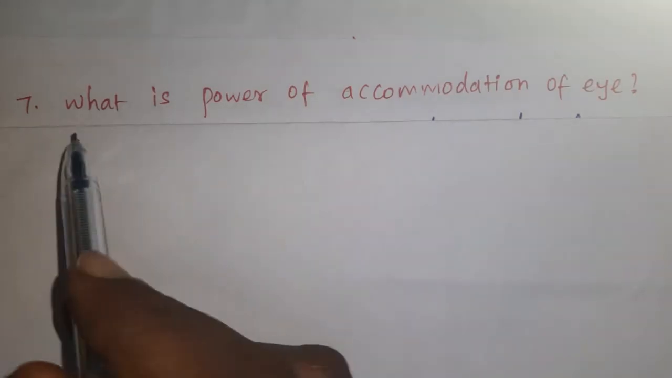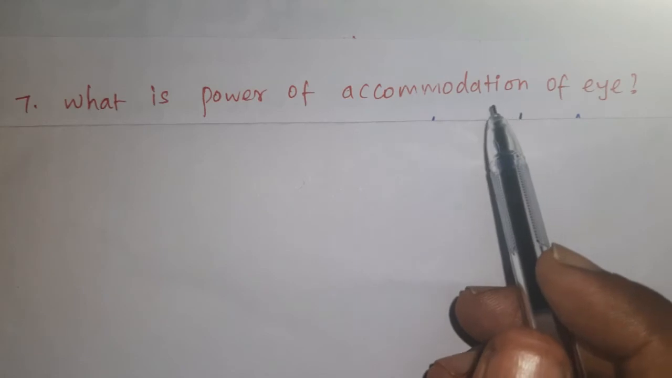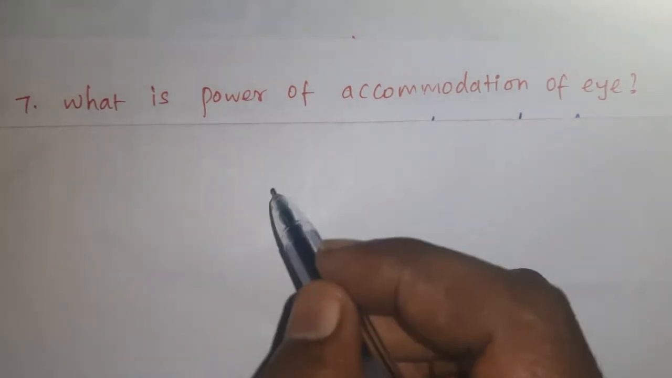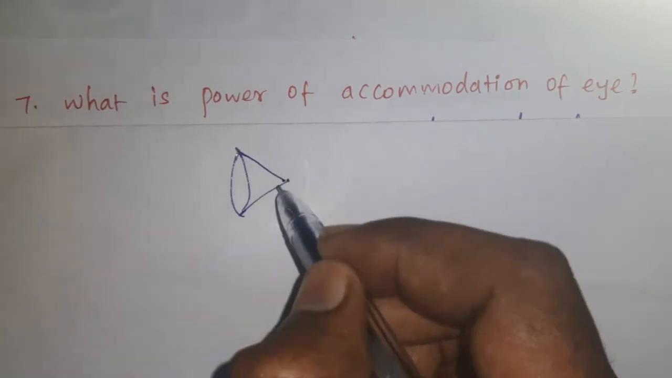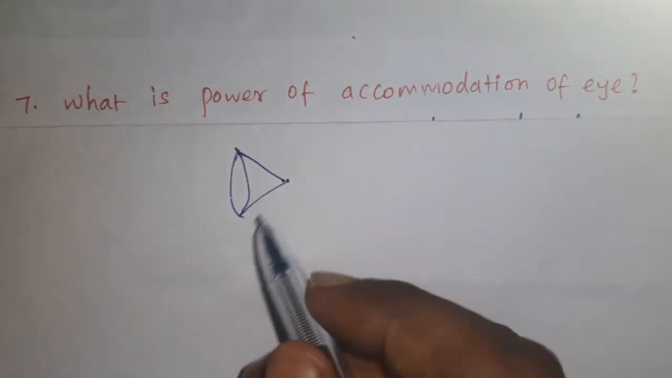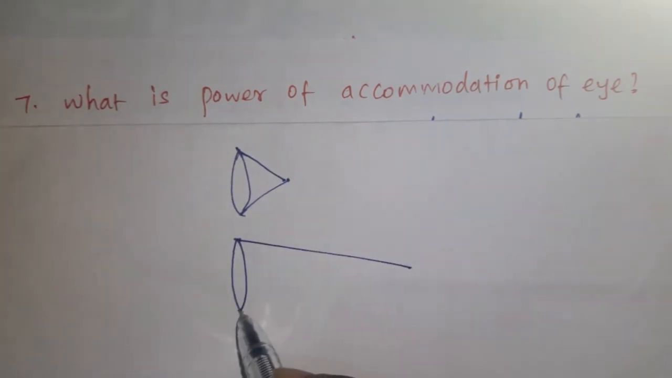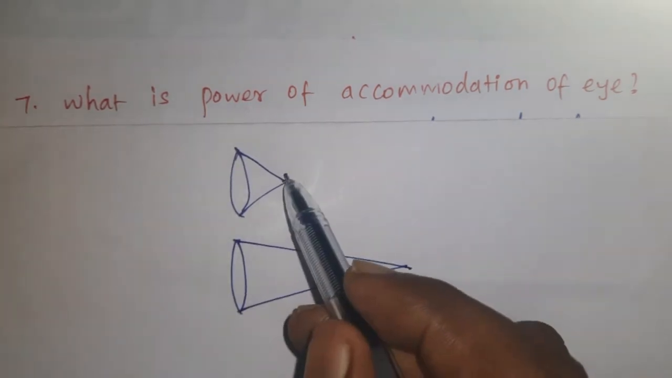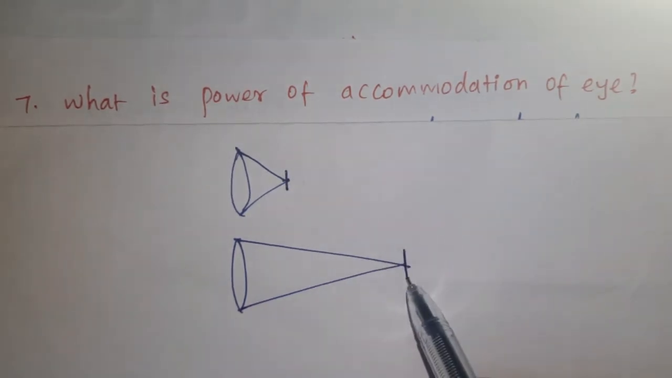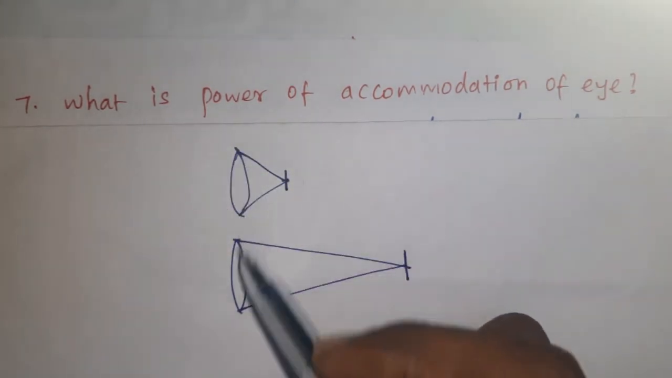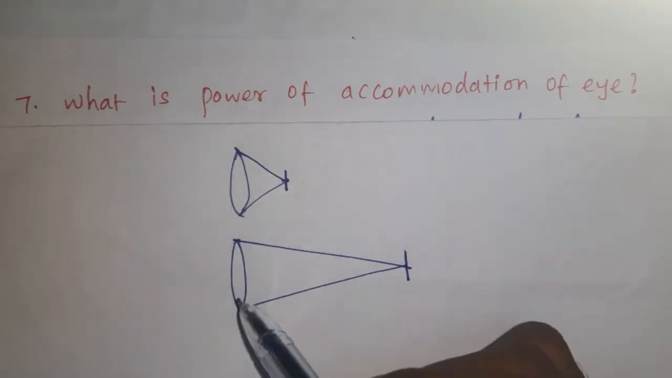Question number 7. What is power of accommodation of the eye? Accommodation is nothing but adjustment. If you want to see nearby objects, the focal length of the eye lens is reduced. If you want to see far objects, the focal length of our eye lens is increased. So to see nearby as well as far objects, the focal length of our eye lens is adjusted, that is, accommodated.